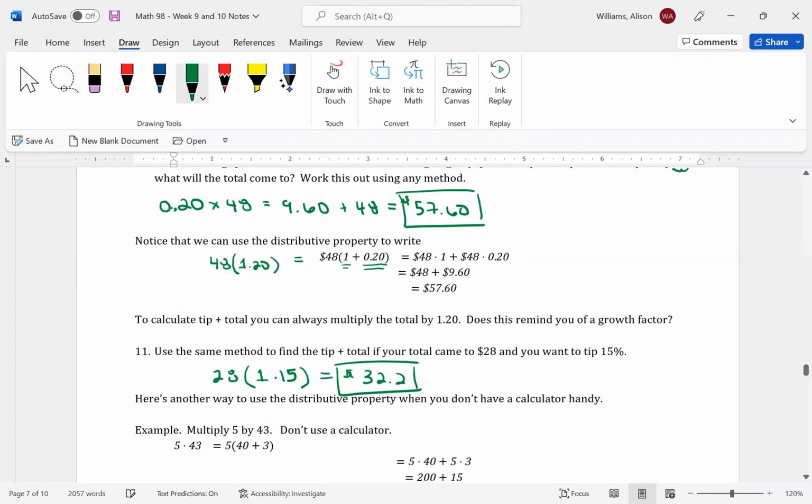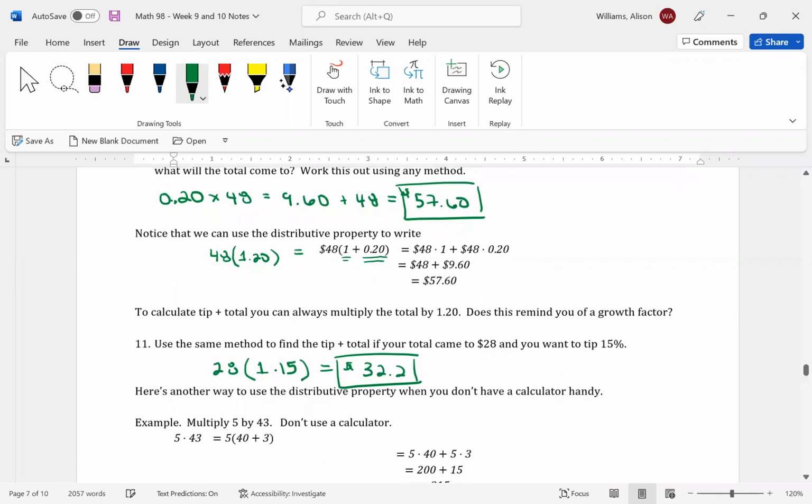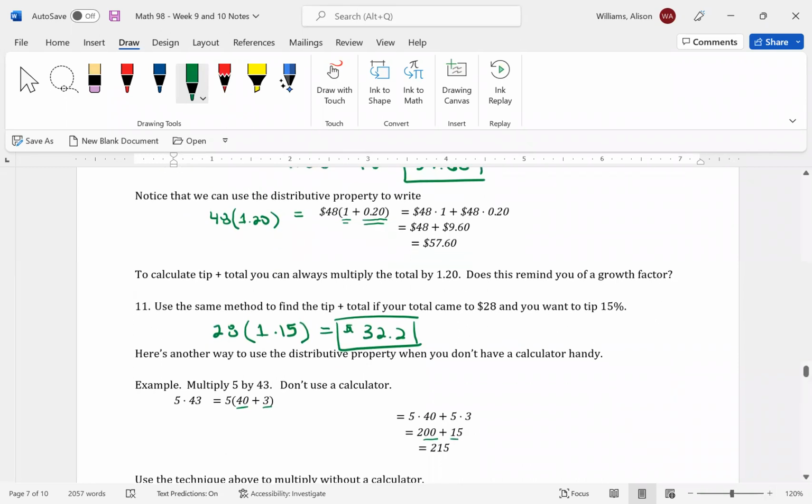So here's another way the distributive property comes in handy. Let's say we want to multiply 5 by 43, but we don't have a calculator. We could rewrite 43 as two things that are much easier to multiply 5 by. 5 times 40, that's way easier because 5 times 4 is 20 plus an extra 0, so that's 200. 5 times 3 is 15, and adding those two together is 215.